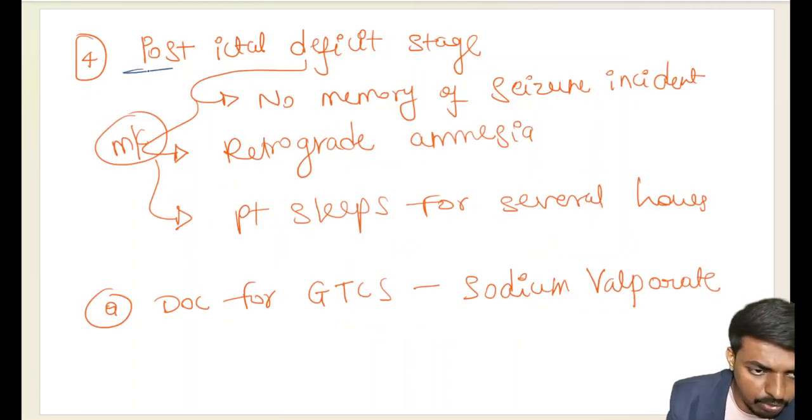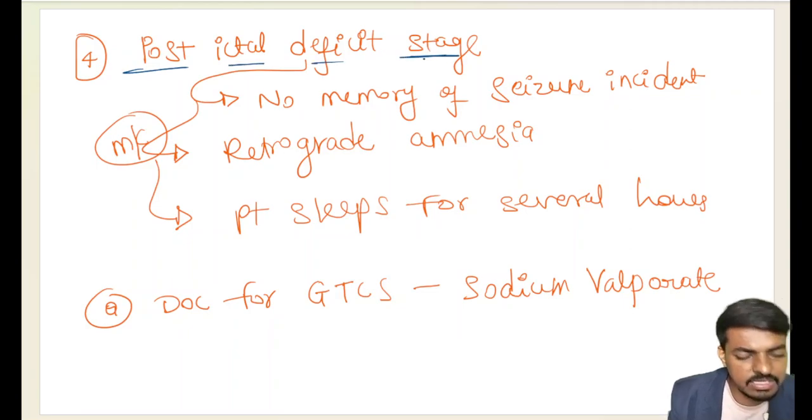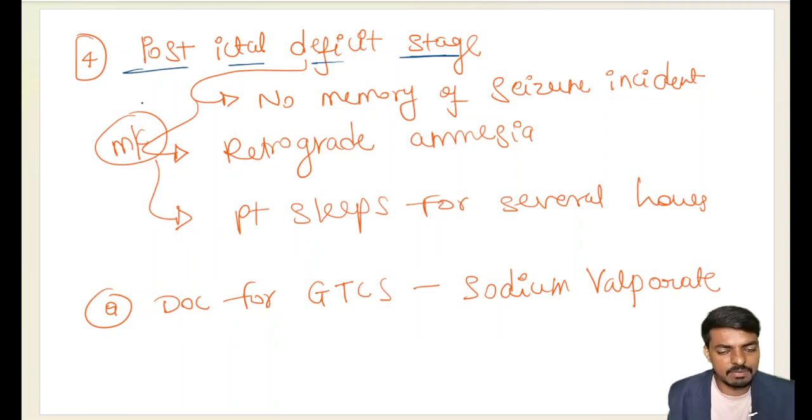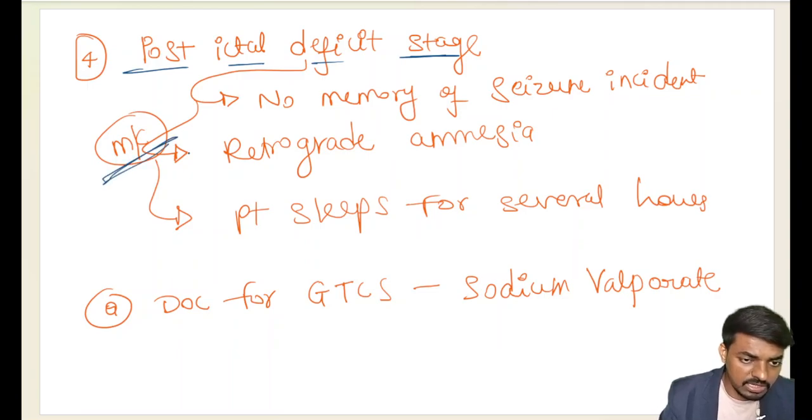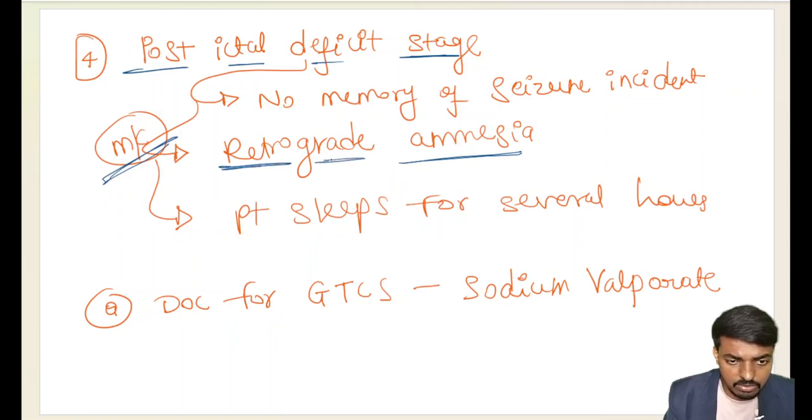And we have the post-ictal deficit stage, the fourth stage. Post means after, ictal means the seizure. Deficit stage, what is the deficit? Something lost. What is the most common thing the person with a seizure may lose? His memory. The patient may have amnesia. What is the amnesia? That is the retrograde amnesia. Whatever he had previously, he will lose. So the memories of the previous time are lost. That is the retrograde amnesia.